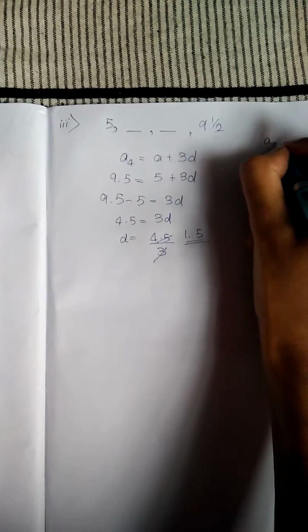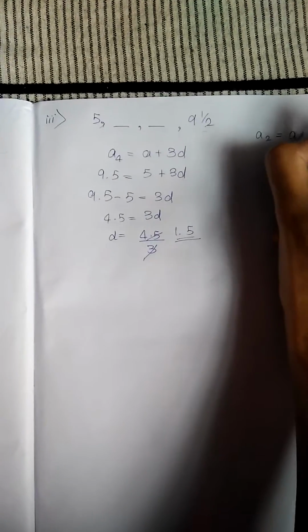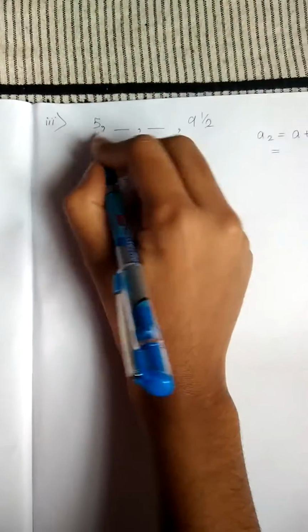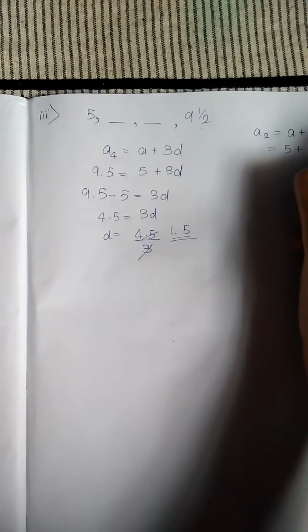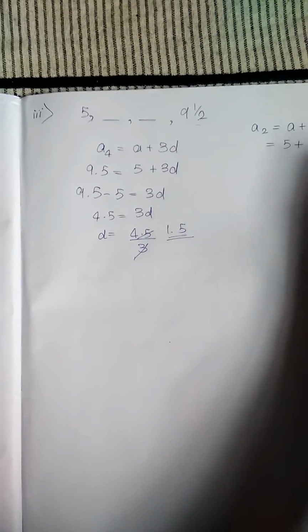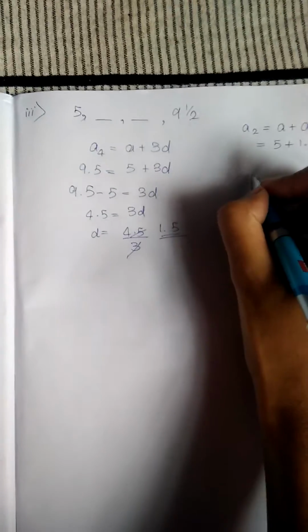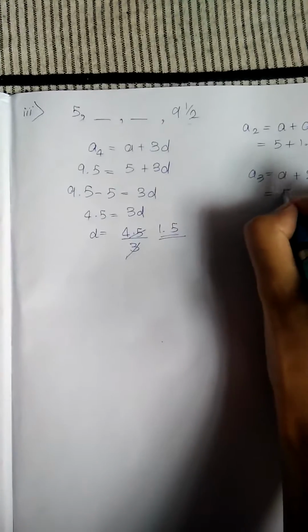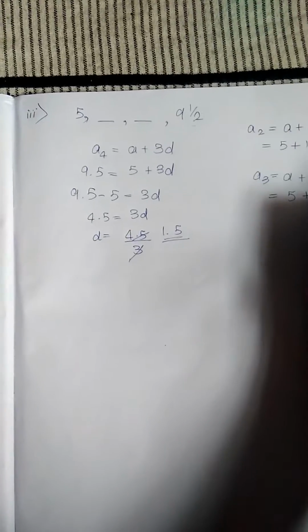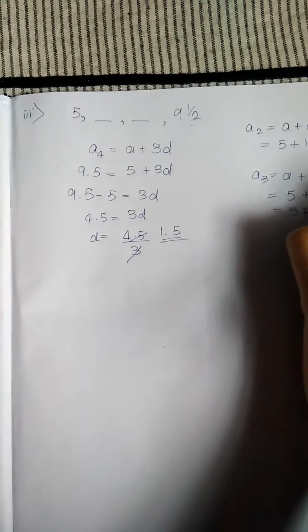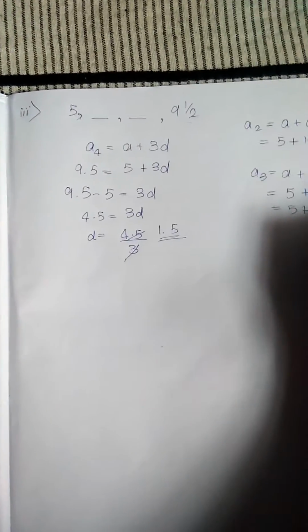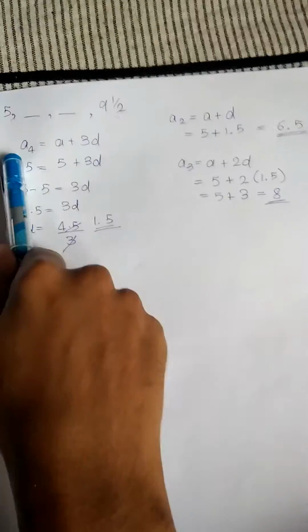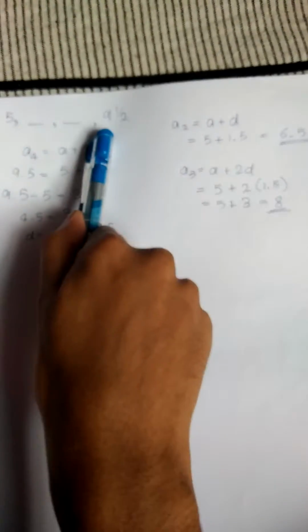Now I have to find a2, that is the second term. It can be written as a plus d. I know the value of a as 5, so I will write it as 5 plus d, which is 1.5. 5 plus 1.5 is 6.5. I got the second term as 6.5. a3 can be written as a plus 2d. I know the first term, that is 5. 2 into 1.5 is 3. So 5 plus 3 is 8. And I got the third term as 8. So the series is 5, 6.5, 8, 9.5.